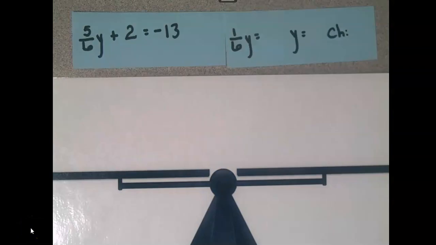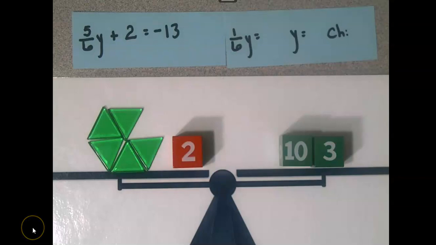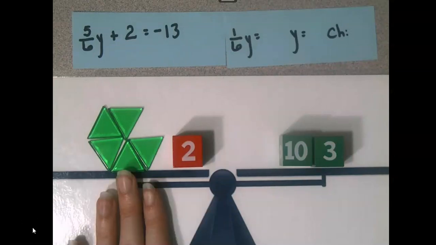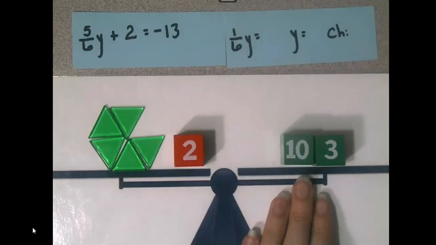My next problem is 5/6 of y plus 2 equals negative 13. So I am solving for 1/6 of y and y. So my problem setup is like this: 5/6 of y plus 2 is equal to negative 13.